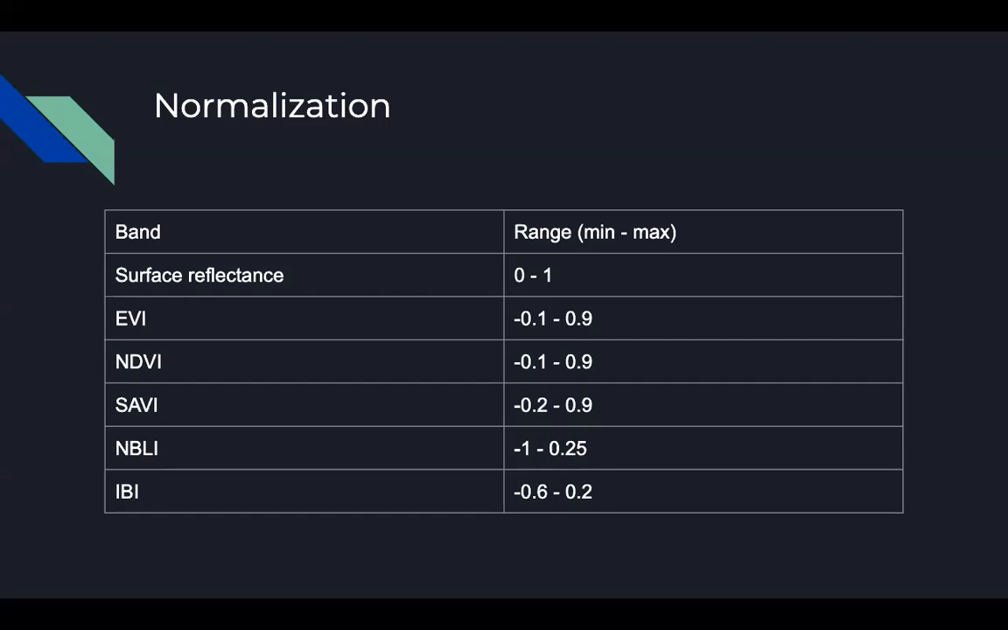And then NBLI. NBLI is the normalized built-up index. We perform urban classification, so we consider that the NBLI and IBI indices fit best in our features. And we normalize NBLI between minus 1 to 0.25 and IBI between minus 0.6 to 0.2.